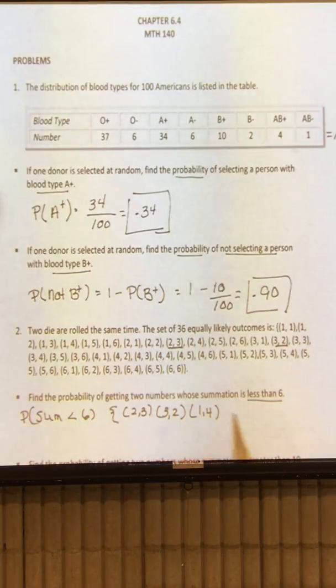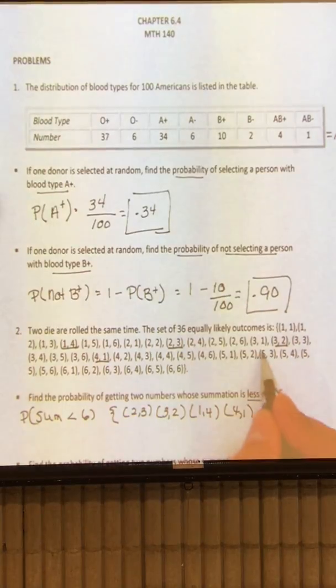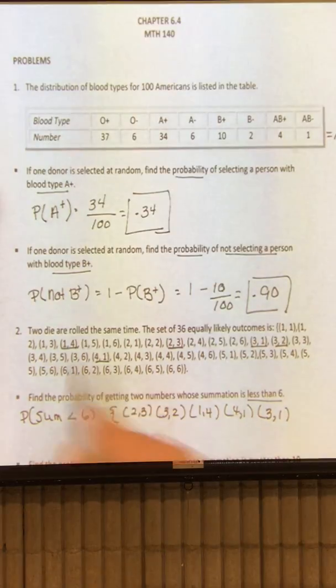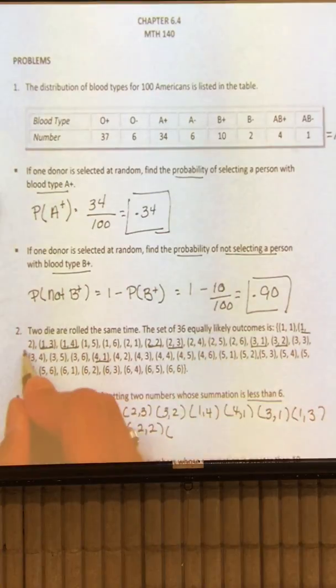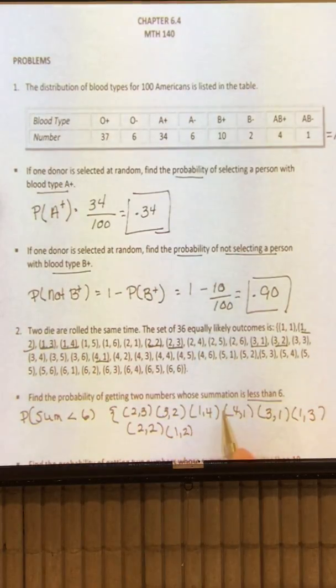1, 4 is less than 6. 4, 1 is less than 6. And here we have 3, 1 is also less than 6. 1, 3 is less than 6. We have 2, 2 is less than 6. We also have 1, 2 is less than 6, and 2, 1, and 1, 1 is less than 6.